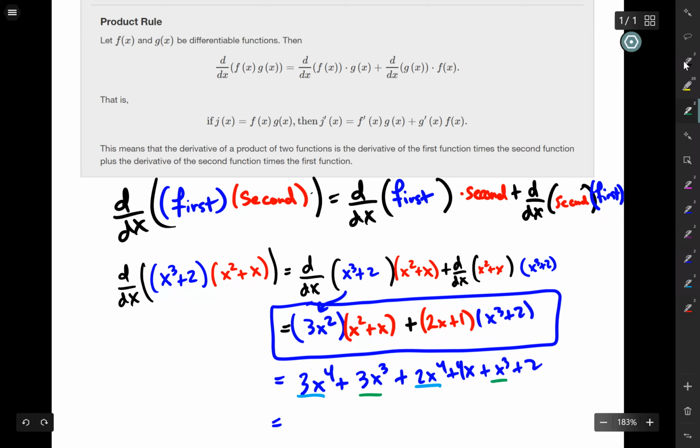and I only have one linear term and one constant term, so this is telling me that I should have 5x to the 4th plus 3x cubed, sorry, 4x cubed, and then plus 2x, plus 4x plus 2. So that should be your final answer.